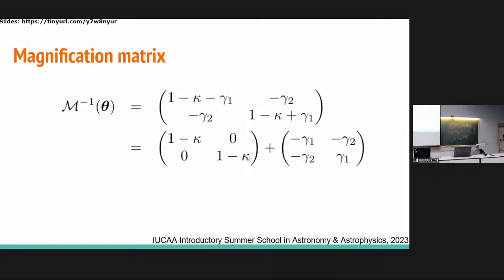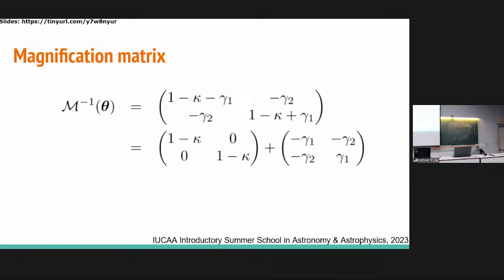So what this is saying is, suppose this was not present, then what you get is a matrix here. If you apply a vector here, which gives you some differentials in the source plane, how will they transform into the image plane? You can see this matrix looks like 1 minus kappa times an identity matrix.